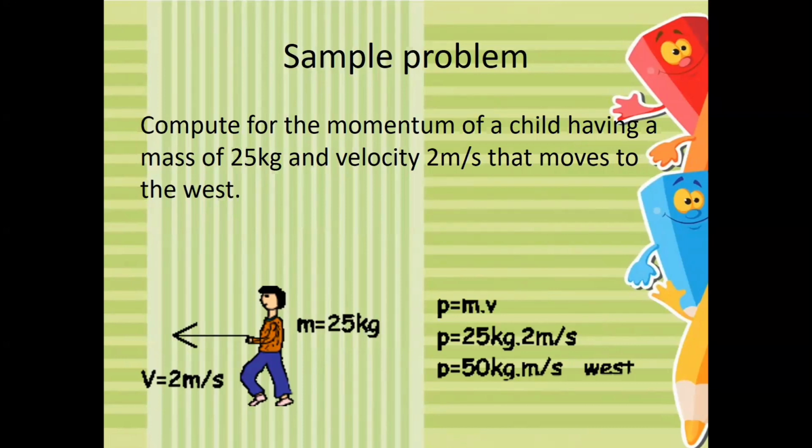Compute for the momentum of a child having a mass of 25 kilogram and velocity of 2 meter per second that moves to the west. So as given, the mass is 25 kilogram and the velocity is 2 meter per second. Using the formula P equals mv, 25 kilograms times 2 meter per second. 25 times 2 is 50 kilogram meter per second west. It's very simple, right?